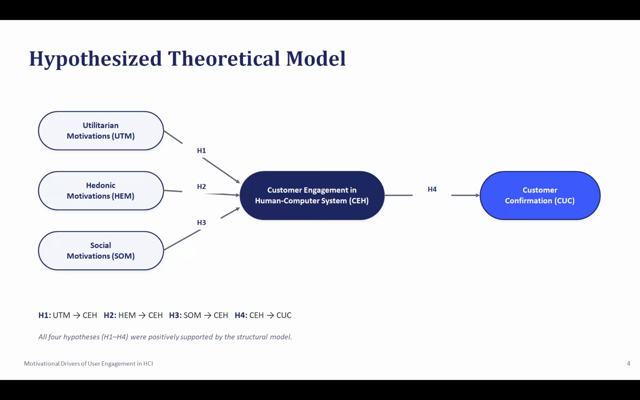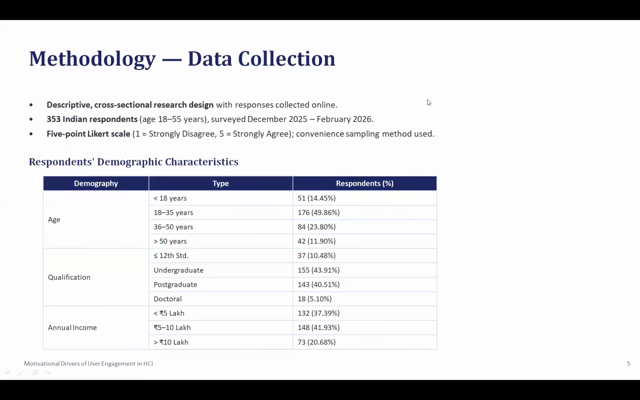Now the methodology part. We have a descriptive cross-sectional research design with 353 Indian respondents. The demographic features, as you can see over here, are based on their age, qualification, and annual income. A 5-point Likert scale was used for this research study. The survey instrument, as you can see, ranges on a 5-point Likert scale from strongly disagree being 1 to strongly agree being 5.